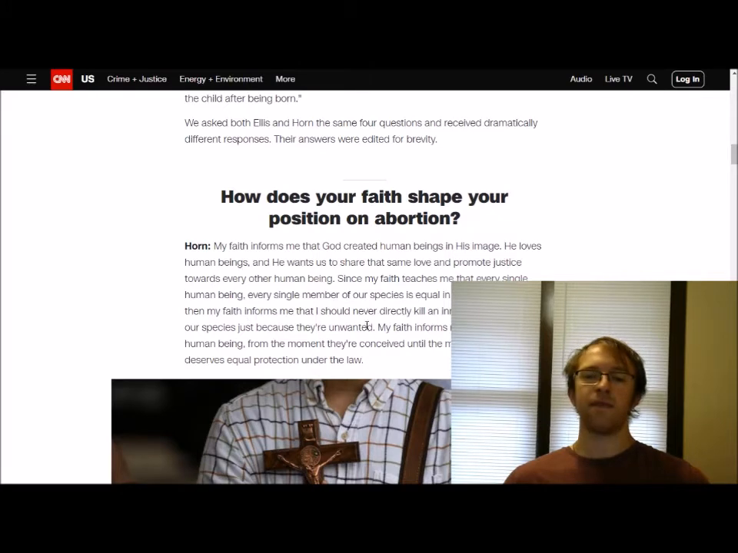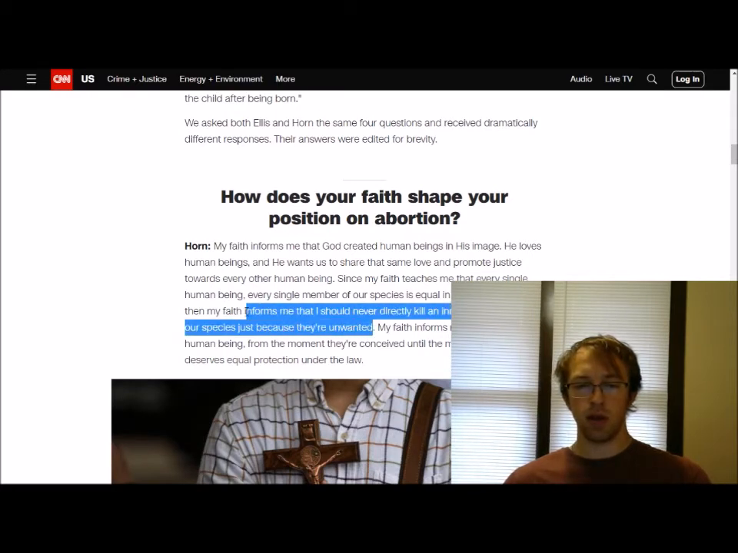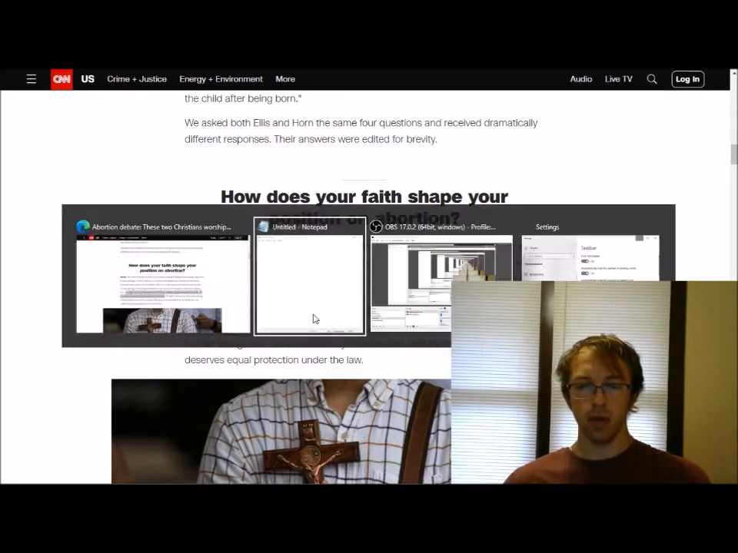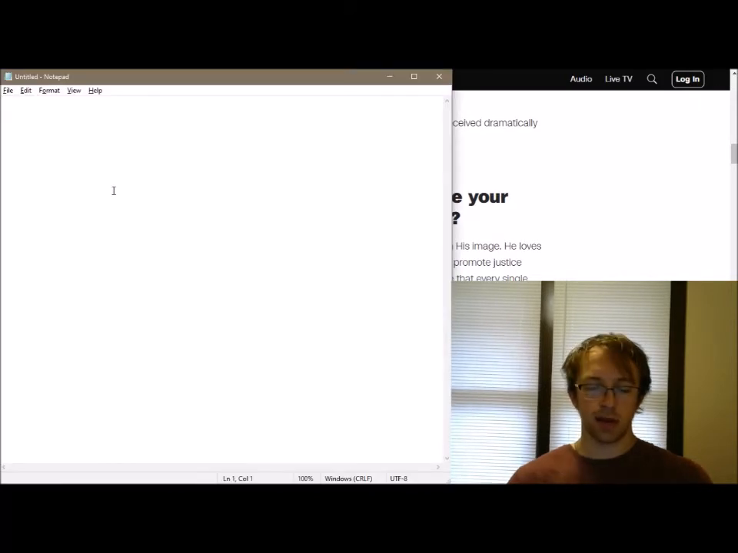Even if that's not the reasoning for the direct killing of an innocent member of our species, like maybe someone's saying, "Oh, it's not because they're unwanted. It's because, for my own mental sanity, I need to get rid of this innocent member of the human species," I think Trent would also agree that's not moral. But he says it here, so let's include it in our argument. So we could say that's the conclusion. I'm going to come down here and write this as the conclusion.